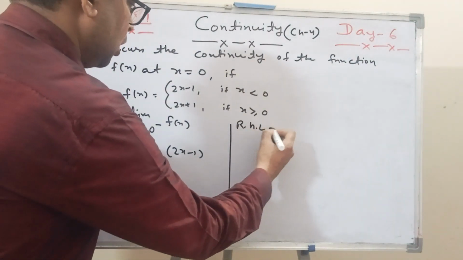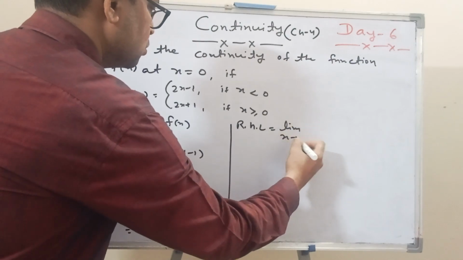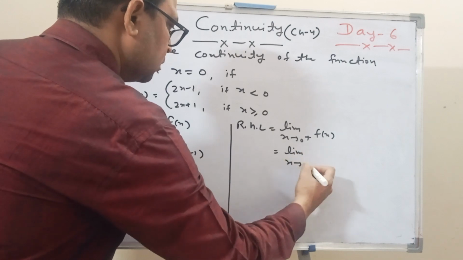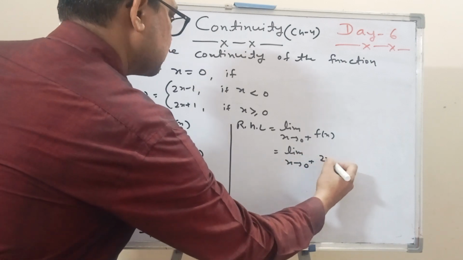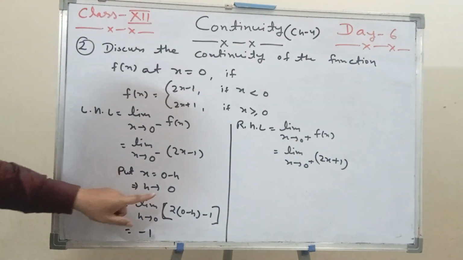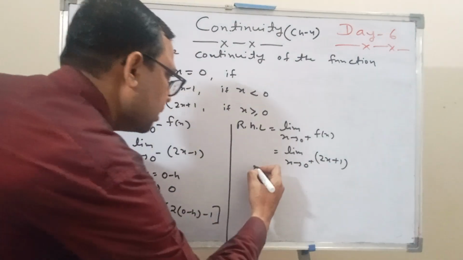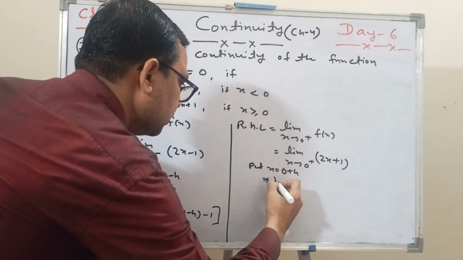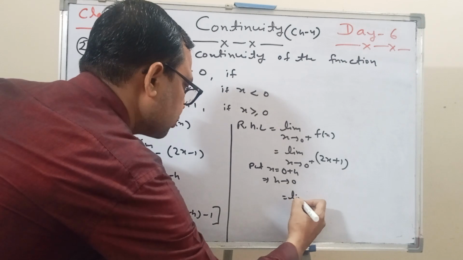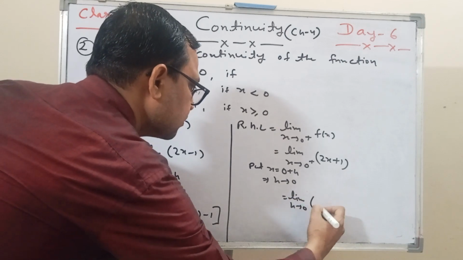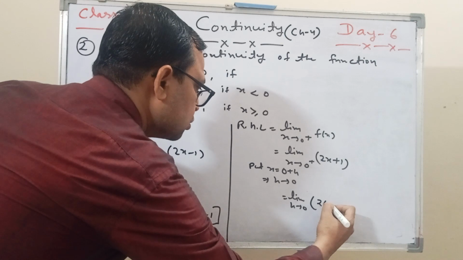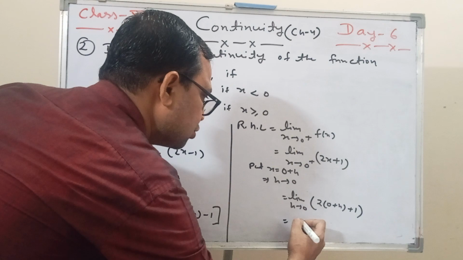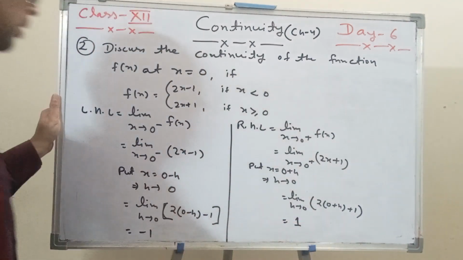RHL. Now the RHL is again x tends to 0 plus of f(x). When x is greater than 0, the function becomes 2x plus 1. Again the same process. This time we put x equals 0 plus h. Therefore h tends to 0. Now the function is limit h tends to 0 of 0 plus h plus 1. When we replace h with 0, the function becomes 1.